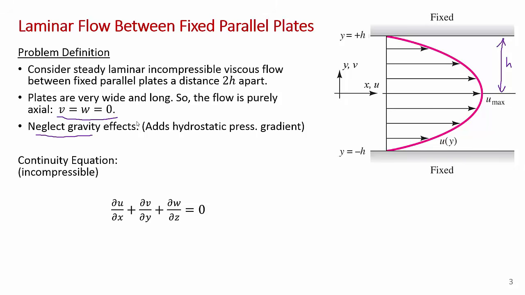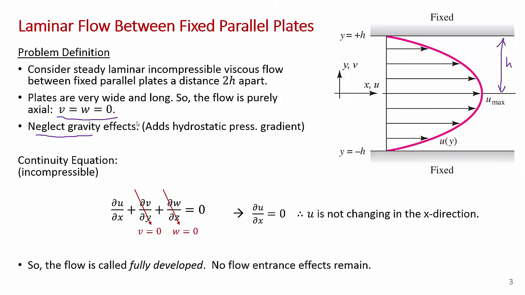So we start with the continuity equation in incompressible form. ∂u/∂x plus ∂v/∂y plus ∂w/∂z equals 0. Now we can cross out some terms here because we know that v is 0 everywhere and w is 0 everywhere, so there's no spatial variation in those variables. And so you just end up with ∂u/∂x equals 0. What that says is that the rate of change of u in the x direction is 0, so u is not changing as the flow moves downstream in the x direction.